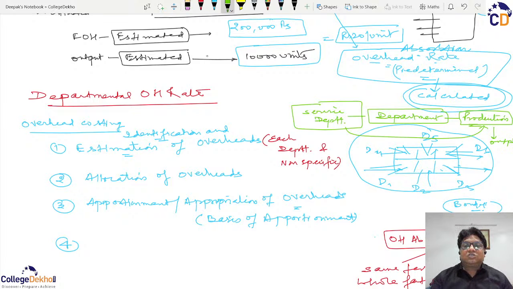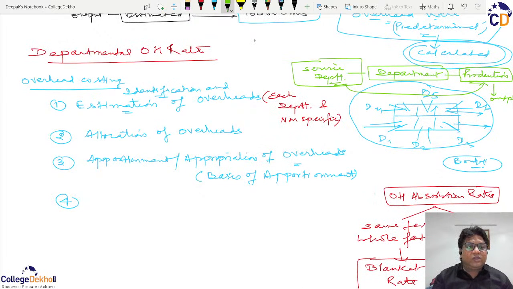So because there is no output of the service department, when we are doing allocation and apportionment, by these three steps, this service department will always have a share of the overheads. But because there is no output, we cannot calculate its overhead absorption rate. So therefore, we will have to transfer the service department overheads to the production department. So basically we use the word reapportionment.